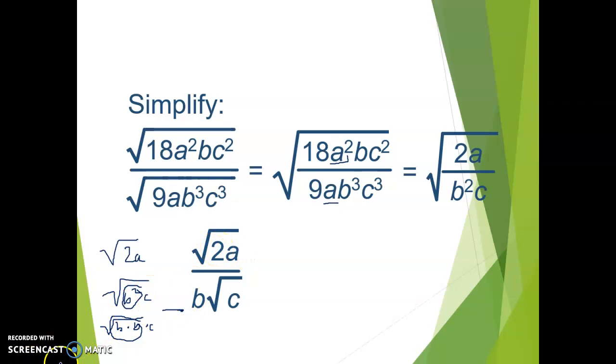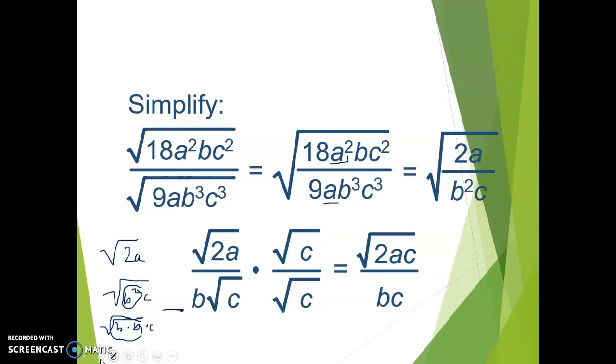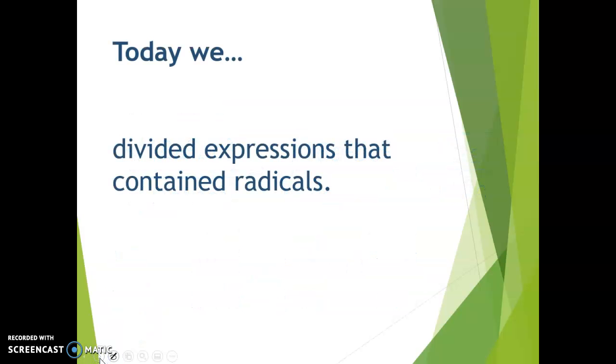We're still not done because we need to rationalize the denominator. So how do we get rid of a square root of something? Well, we square it. So we're going to multiply that by root c. Whatever we do to the bottom, we have to do the top, which becomes square root of 2ac over bc. Final answer. All right, so in this first part, we divided expressions that contained radicals. We're going to pick back up on the second part. It's going to continue to look at radicals and different ways that we can rationalize the denominator.